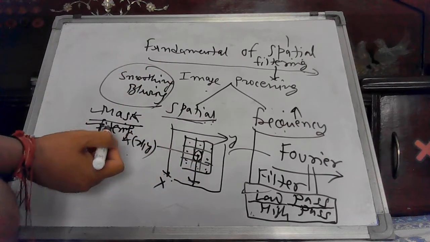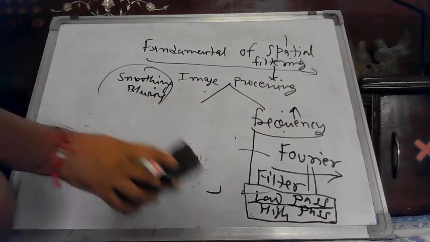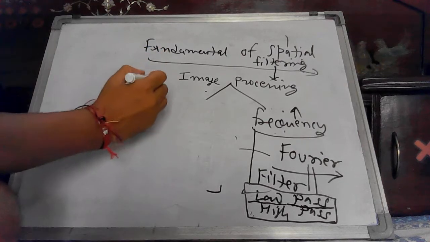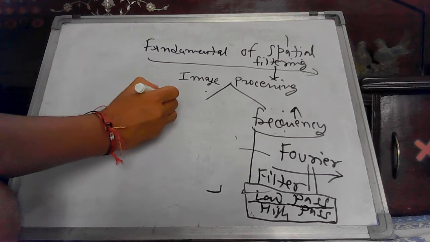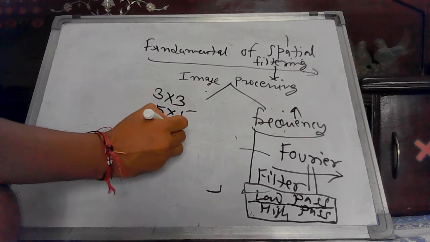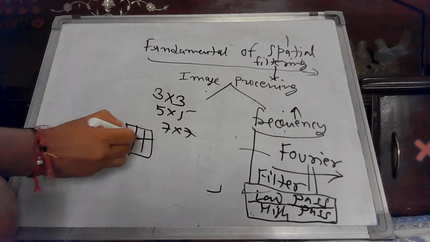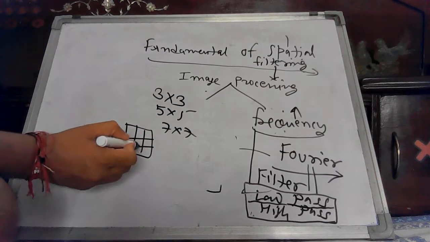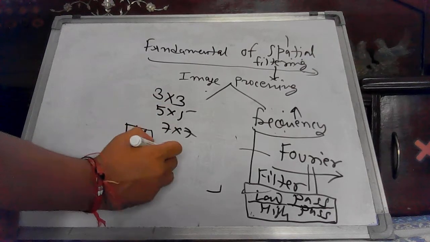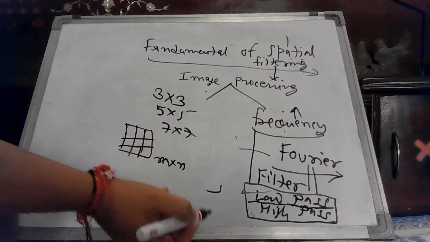If this is clear, we will move ahead and discuss the general nature of a mask. Roughly, mask size is either 3 cross 3, 5 cross 5 or 7 cross 7. Depending on your need and the scenario, you may have different kinds of masks. Let's say I have represented a 3 cross 3 mask like this. Similarly 5 cross 5. Roughly, a mask is represented in the form of an M cross N matrix.